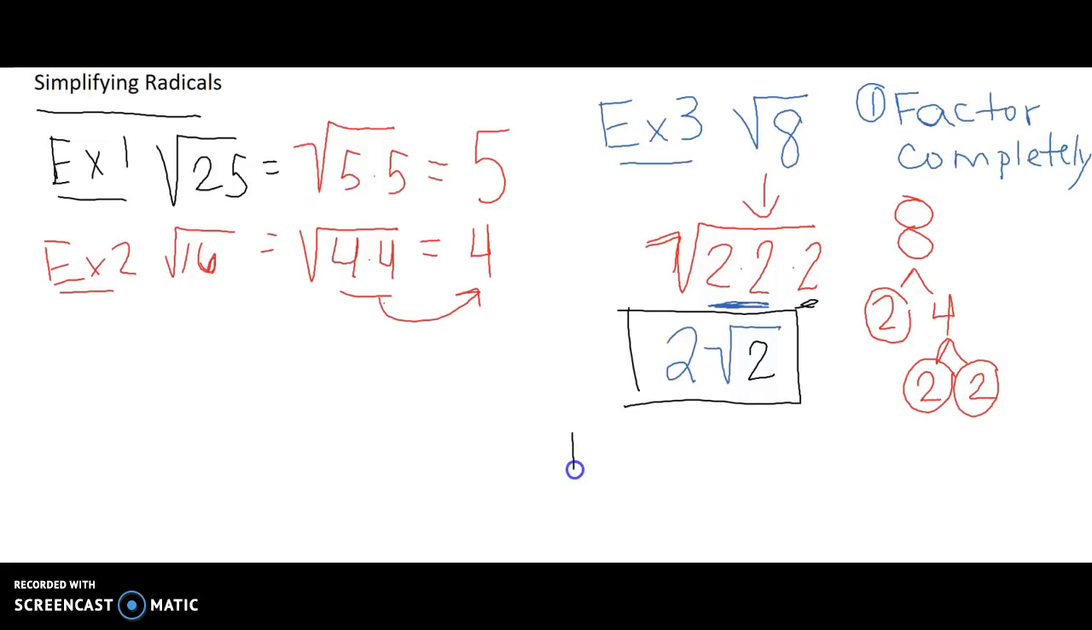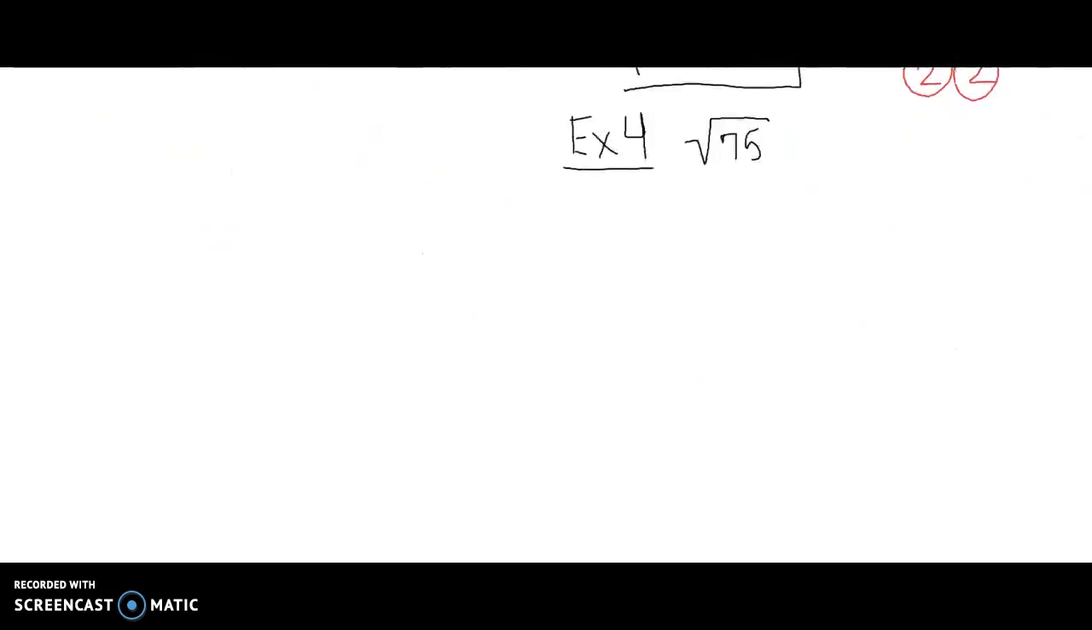All right. Now let's try another example so that we can understand exactly what I'm doing. Let's write down example number 4. And let's do a larger number such as, let's go with 75. The square root of 75. All right, so the first step we want to do here is we want to factor it out completely. So I'm going to draw my factor tree to the side over here. This is what we call a factor tree.